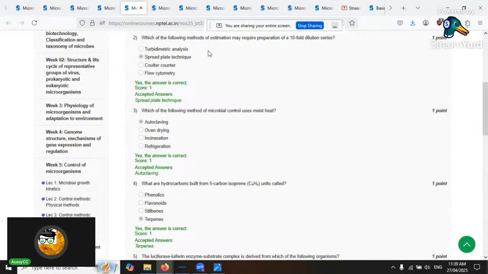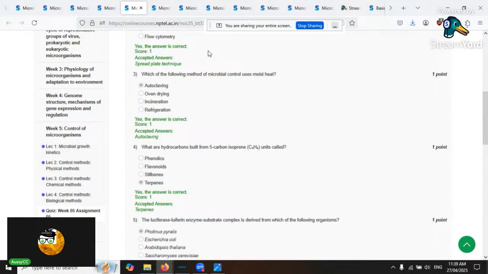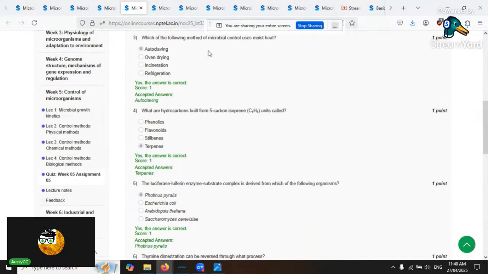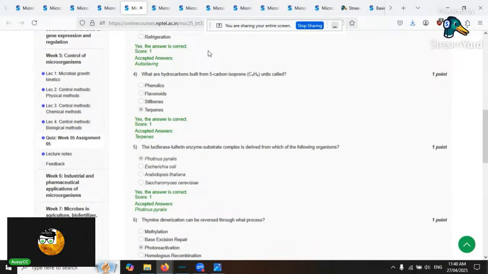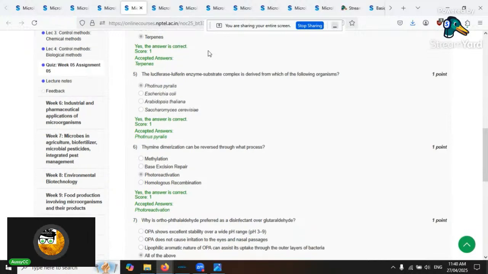The luciferase luciferin enzyme complex is derived from which of the following organisms? Photinus pyralis. Thymine dimerization can be reversed through a process. Photoreactivation. What is ortho-phthalaldehyde preferred as a disinfectant over glutaraldehyde? Why is it different? It's all those reasons.